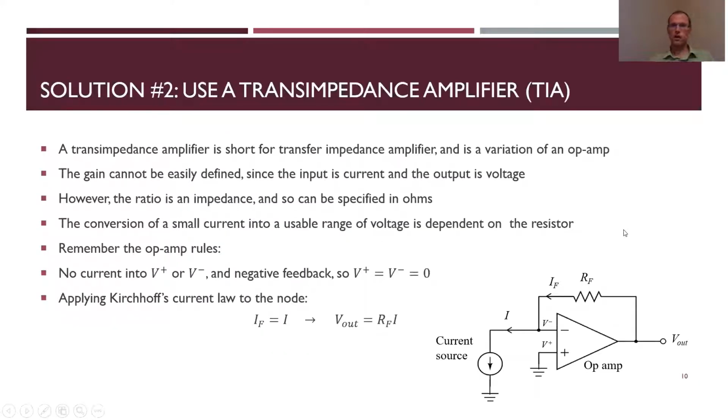The second option is to use a transimpedance amplifier. So that generally looks something like this. A variation of an op-amp, so it looks very similar. I have an op-amp here, negative feedback. Then I also have a current source hooked up to that negative feedback input.